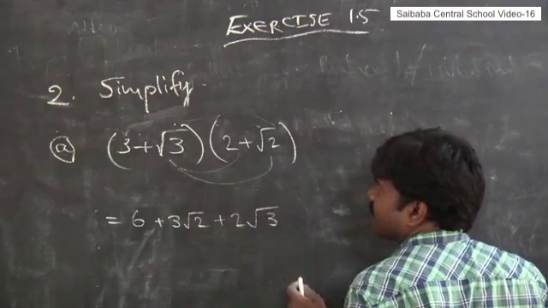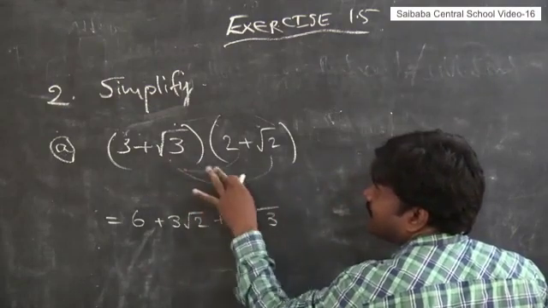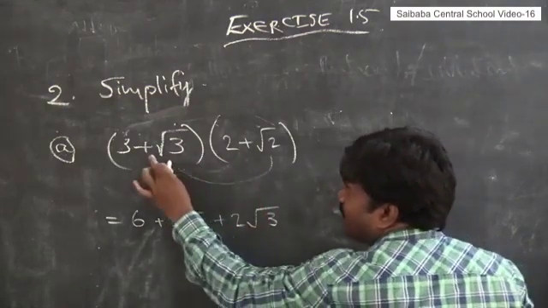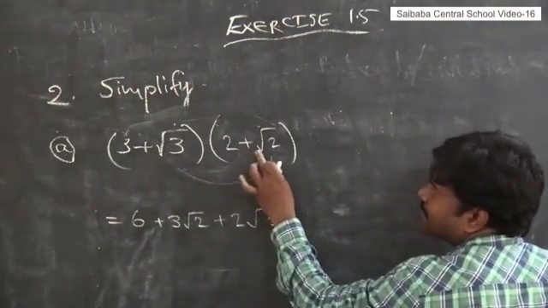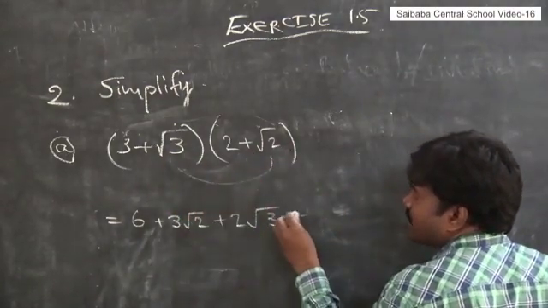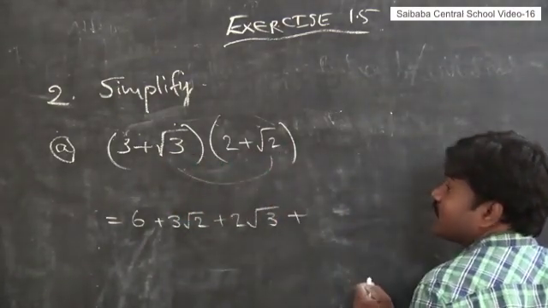Root 2 into root 3, finish it. This one to this one, finish it. Okay, this only left: plus root 3 into plus root 2, plus root 3 into root 2. Root 3 into root 2.